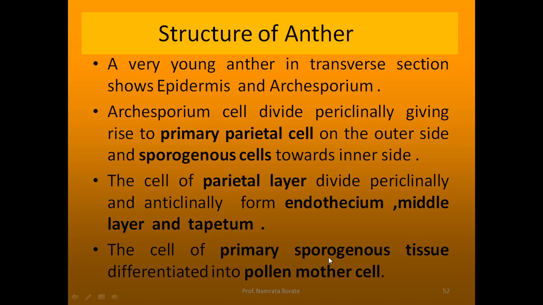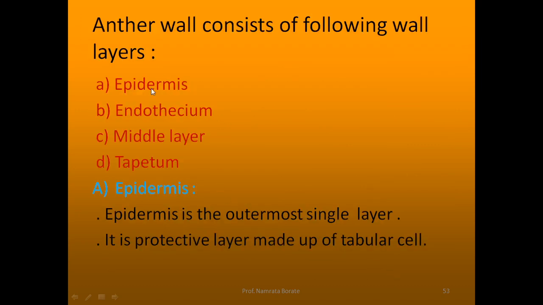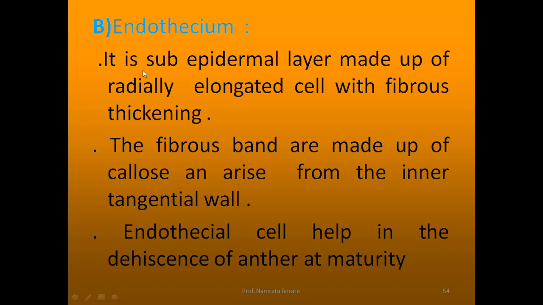The cells of primary sporogenous tissue differentiate to form the pollen mother cell. Then it undergoes meiotic division and forms the four pollen tetrad. As we already discussed, the anther wall consists of four layers: epidermis, endothecium, middle layer and the tapetum. This epidermis is the outermost single layer. It is a protective layer made up of tabular cells. Second, endothecium is a subepidermal layer made up of radially elongated cells with fibrous thickening. The fibrous bands are made up of callose and arise from the inner tangential cells.